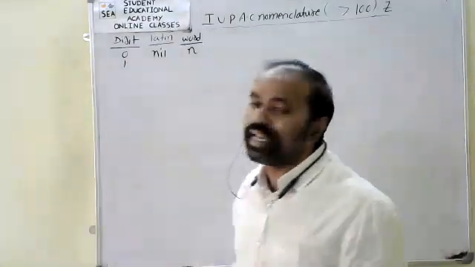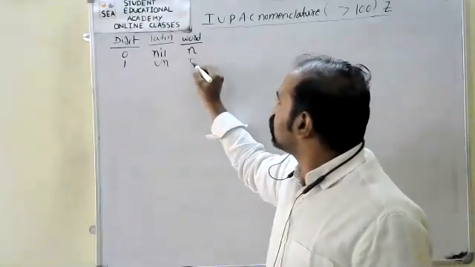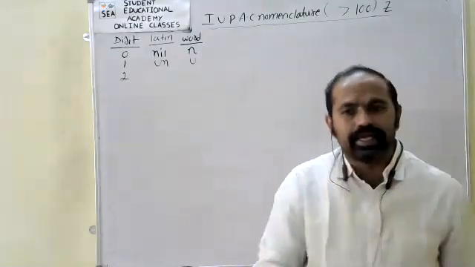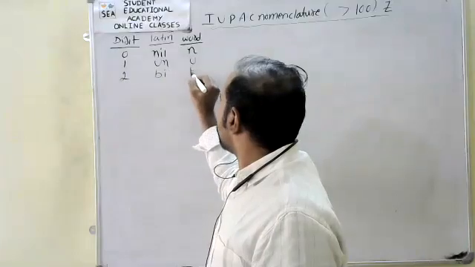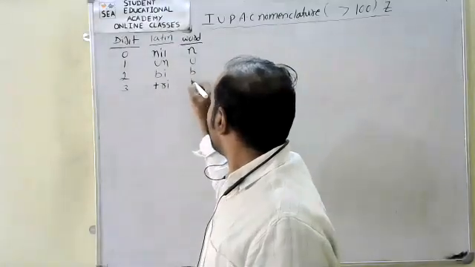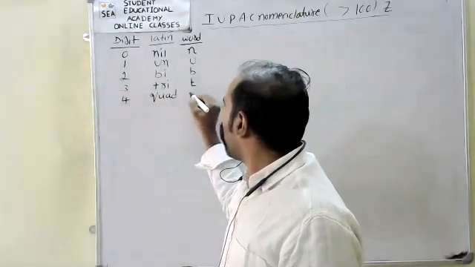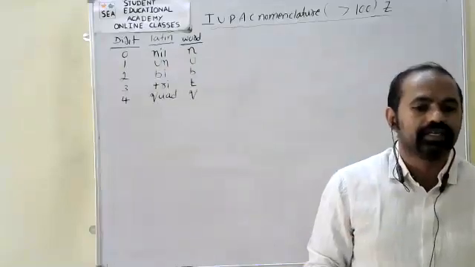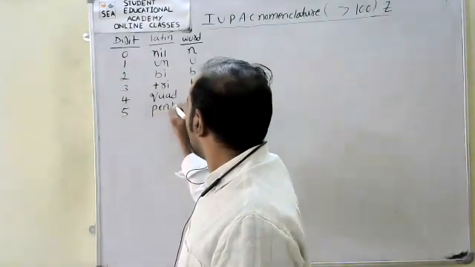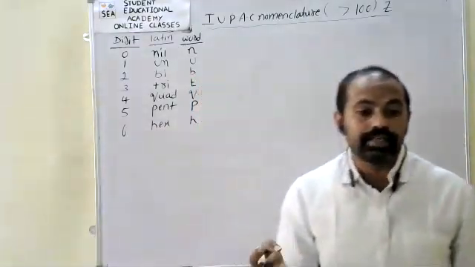Like that, if digit 1 is there, it is referred to as un, with the first letter U. If 2 is there, that is bi, first letter B. If 3 is there, that is tri, first letter T. If 4 is there, that is quad, first letter Q. If 5 is there, pent, first letter P. If 6 is there, hex, first letter H.